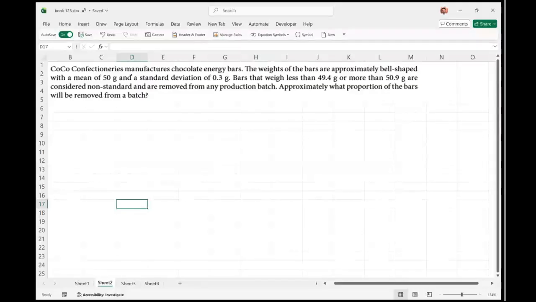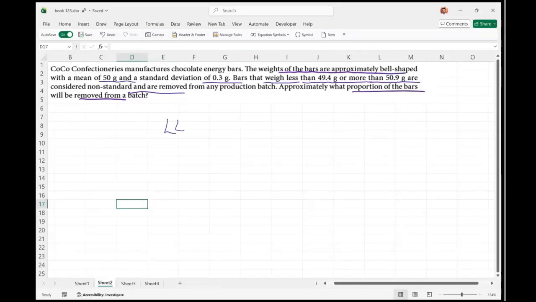A cocoa confectionery manufactures chocolate energy bars. The weights of the bars are approximately bell shaped, and the mean value is 50. The standard deviation is given, and the bars that weigh less than 49.4 grams or more than this are considered non-standard and are removed. Approximately what percent of the bars will be removed from the batches?